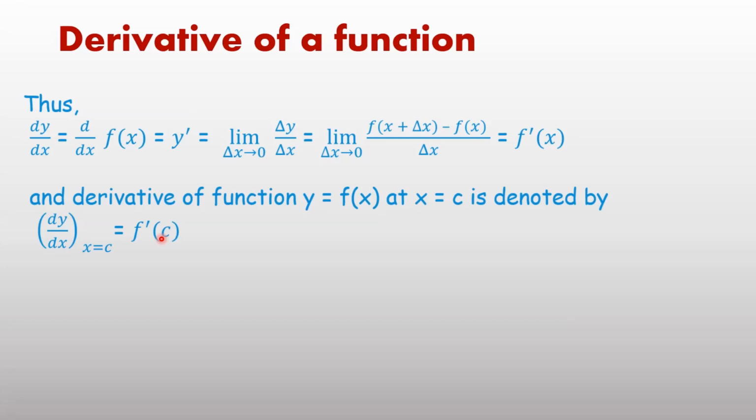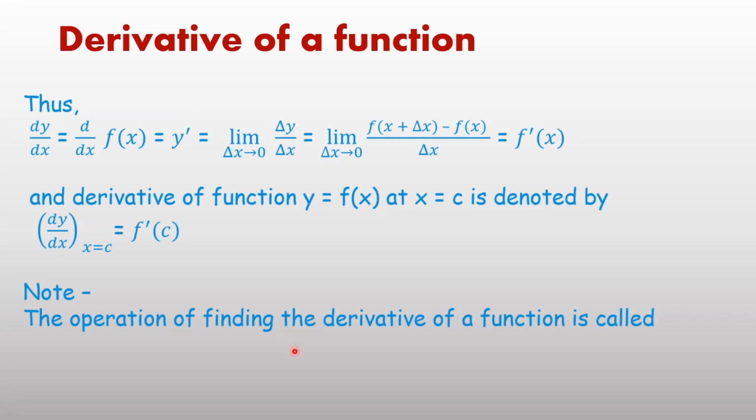Or we can also say the derivative of a function at any point means the slope of the tangent of the curve at that point is known as the derivative of the function at that point. If you draw the curve of any function y equal to f(x), at any point where you want to find the derivative, the derivative represents the slope of the tangent at that point. That is the derivative of a function. One more thing you should remember: the process of finding the derivative is known as differentiation.